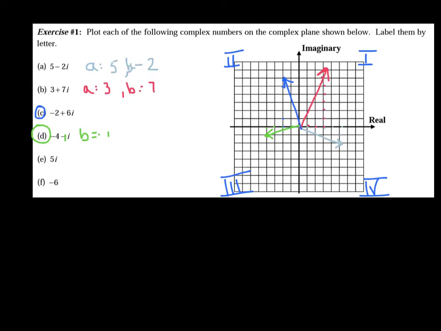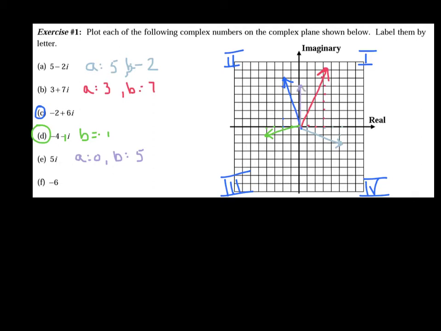Alright, what makes E a little trickier? What makes E a little feisty? Well, what you've got is a real component of 0 and a b component of 5. So I'm not going to go left or right. I'm just going to go straight up 5 units and draw a vector that sits right on the y-axis there.